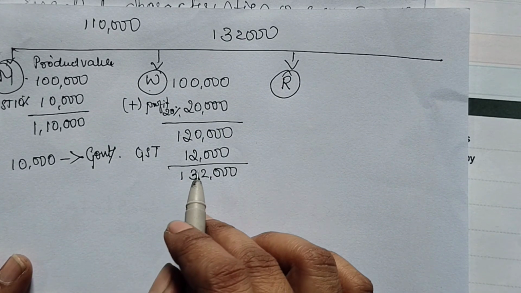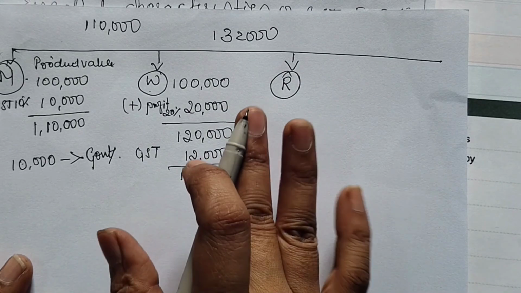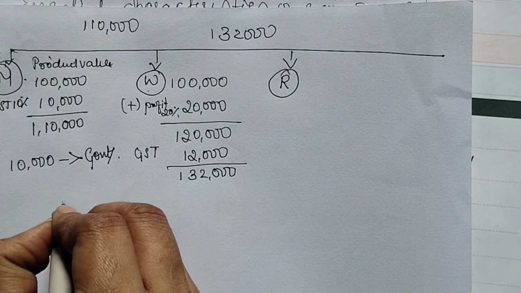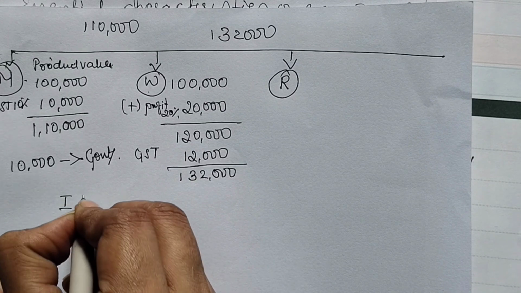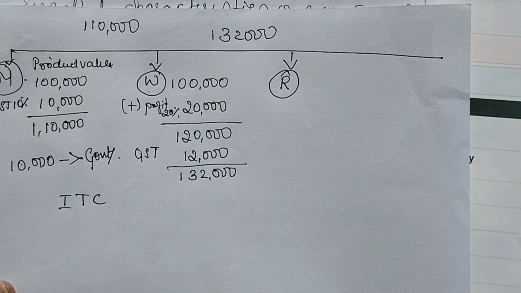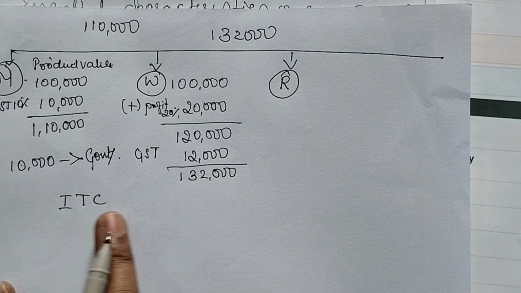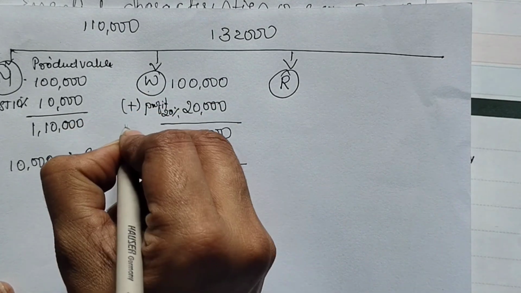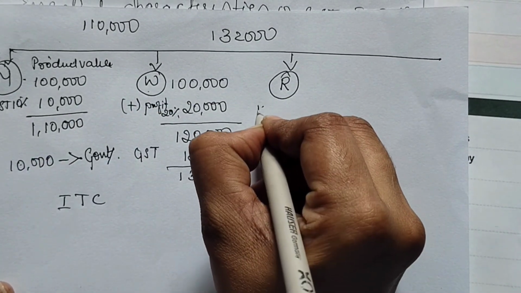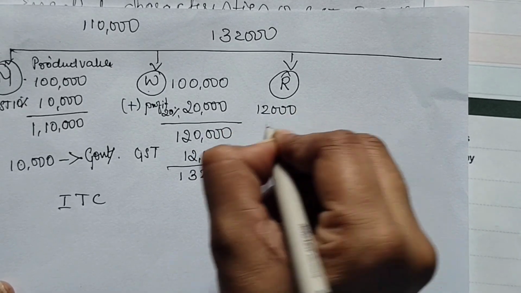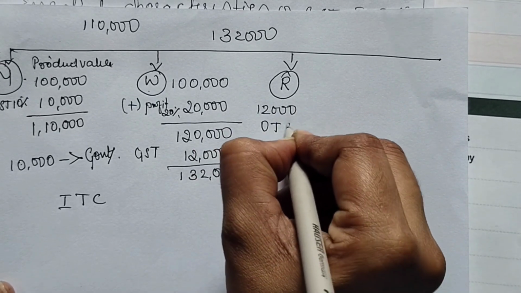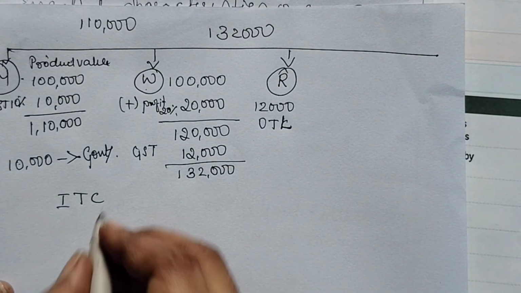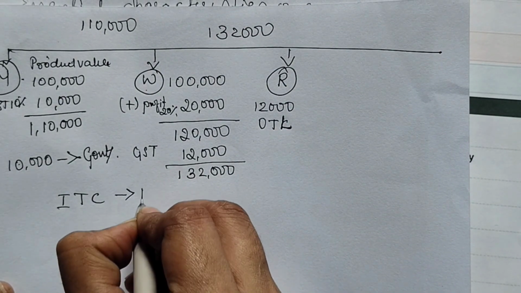I am not the final consumer, he asked. The government said, boss, please don't worry. What I will do, I will create an ITC for you. Input tax credit, ITC, for you. The 12,000, what is 12,000? 12,000 is output tax liability. You have already paid 10,000.